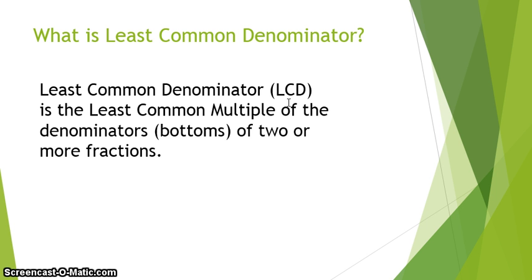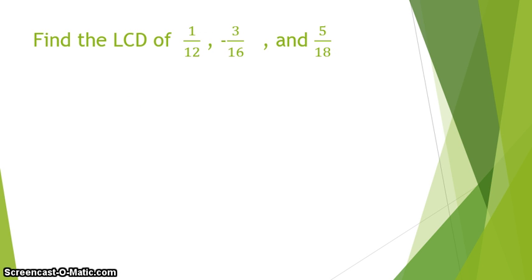So if you know how to find the least common multiple, you will know how to find the least common denominator. So let's see how this works. We're going to find the least common denominator of 1/12, -3/16, and 5/18. In order to do that, I need to find the least common multiple of their denominators. The least common multiple, if you remember, is the smallest number that can be divided by these three numbers evenly.